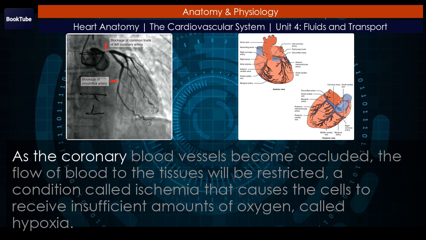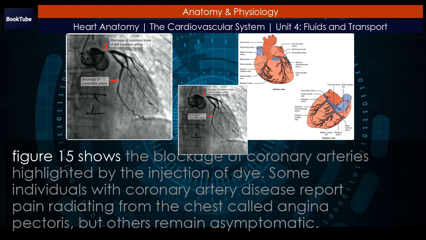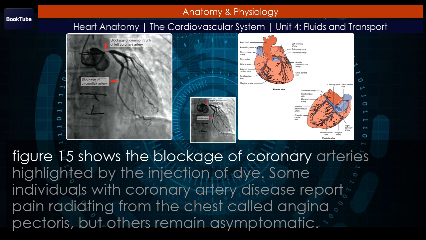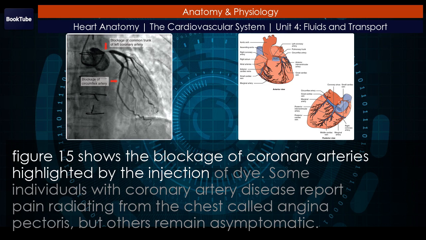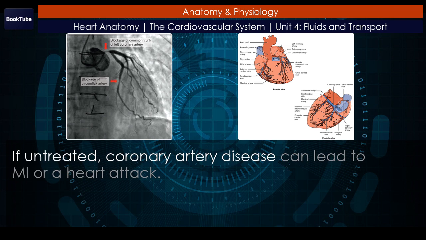As the coronary blood vessels become occluded, the flow of blood to the tissues will be restricted, a condition called ischemia that causes the cells to receive insufficient amounts of oxygen, called hypoxia. Figure 15 shows the blockage of coronary arteries highlighted by the injection of dye. Some individuals with coronary artery disease report pain radiating from the chest called angina pectoris, but others remain asymptomatic. If untreated, coronary artery disease can lead to MI or a heart attack.